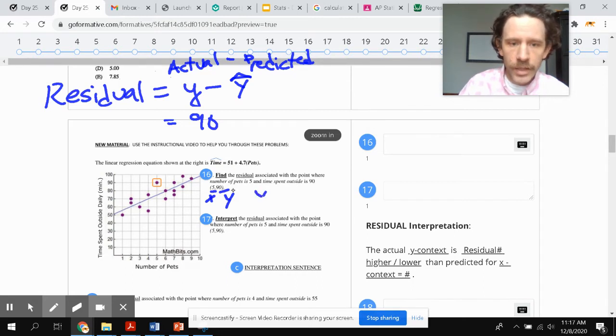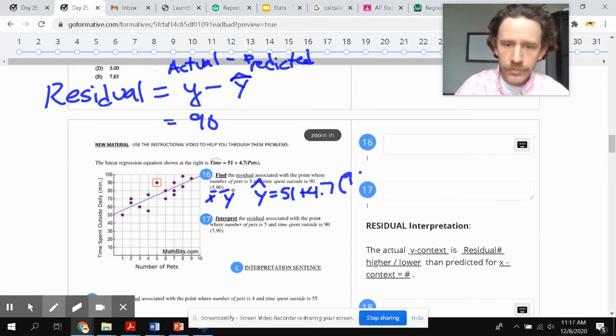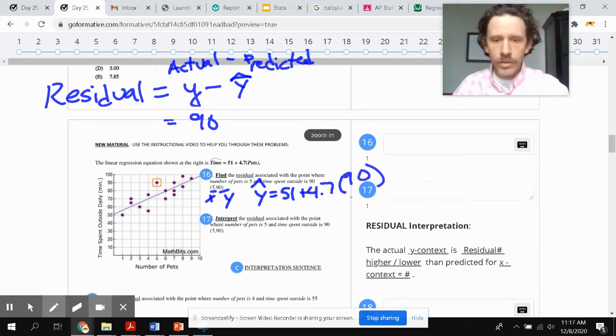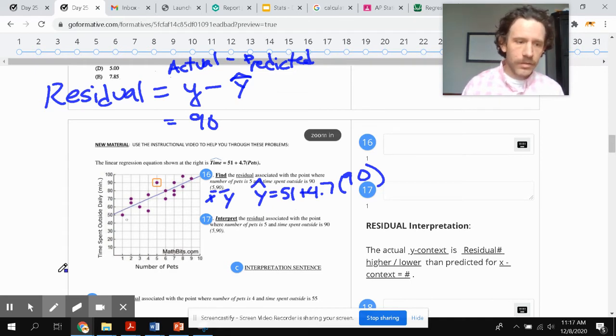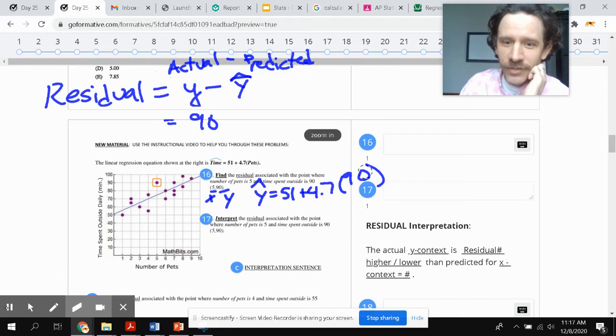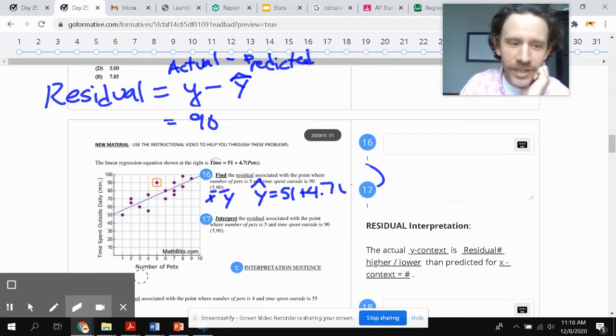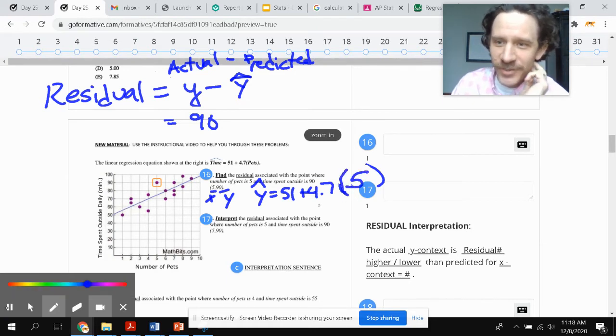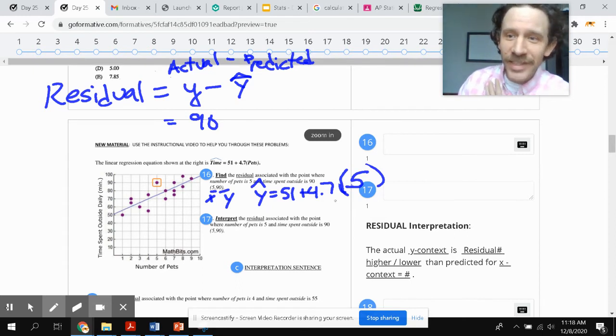So we calculate y hat by saying 51 plus 4.7 times 90. We plug that into our calculators. And actually, I made a mistake here, right? 90 is my y. Our x is 5. So I should be plugging 5 in for x. All right. Sorry about that. So we come back and we plug that in.